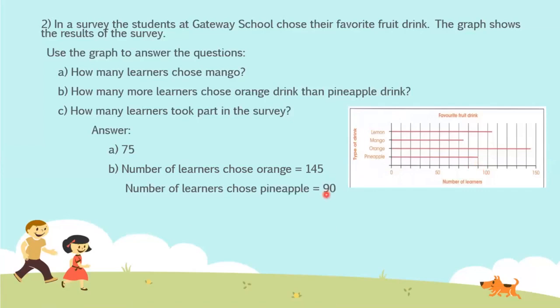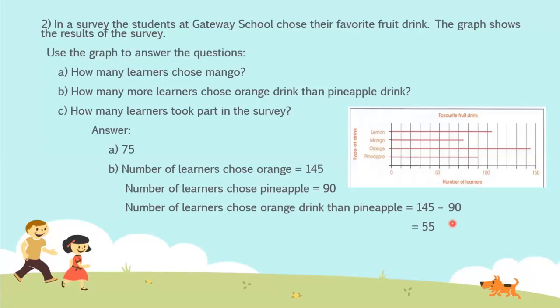Now we need to find out how many more learners chose orange drink than pineapple drink. For finding the answer, you just need to subtract 90 from 145. So that you will get the number of learners who chose orange drink more than pineapple. So that is 145 minus 90, or taking away 90 from 145, which gives you the remaining number of learners as 55.